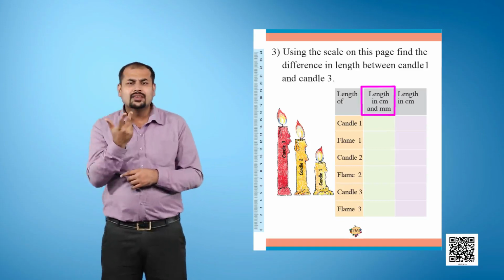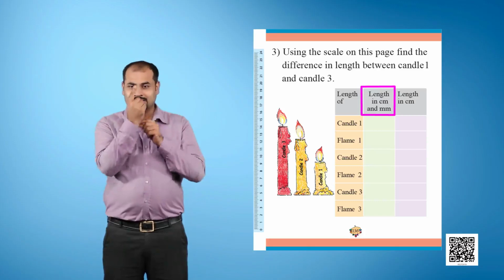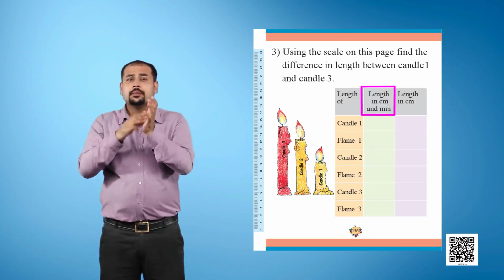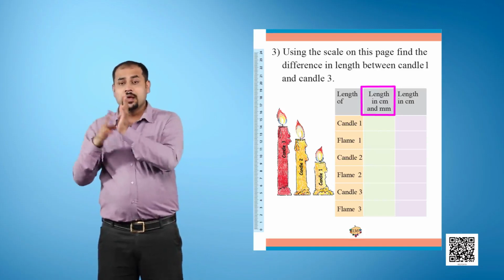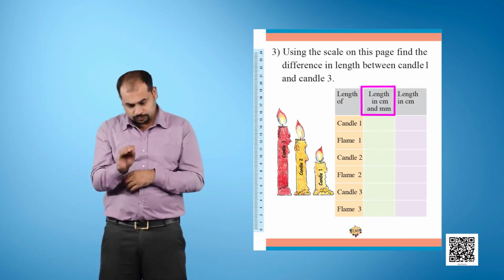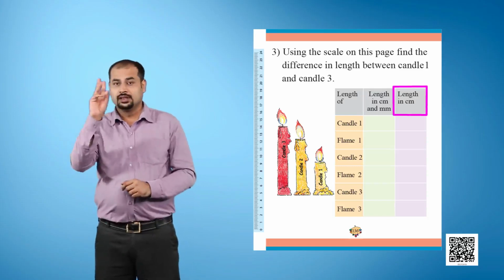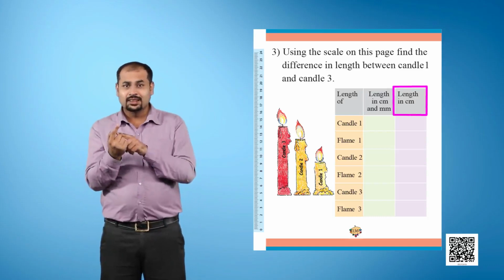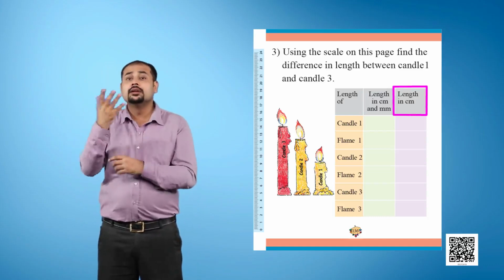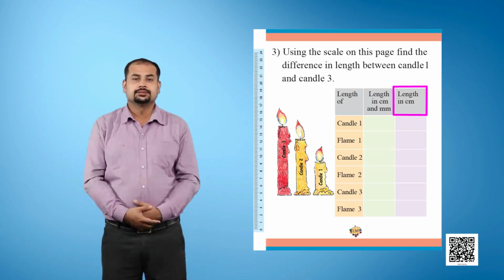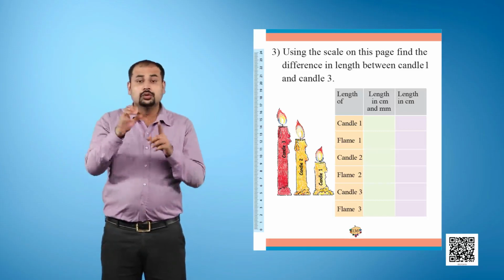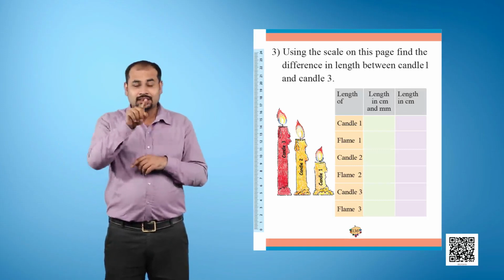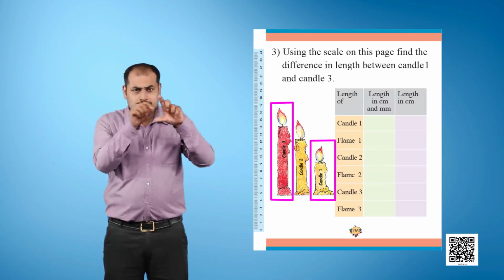Column 2 represents length in centimeters and millimeter. Column 3 is for length in centimeters. You have to use the scale on this page and find the difference in length between candle 1 and candle 3.